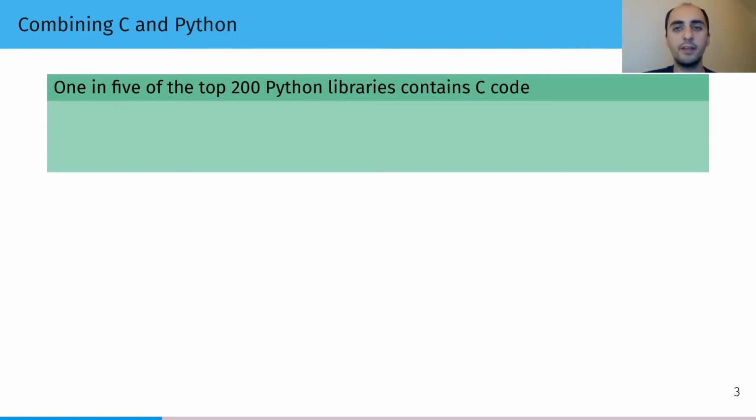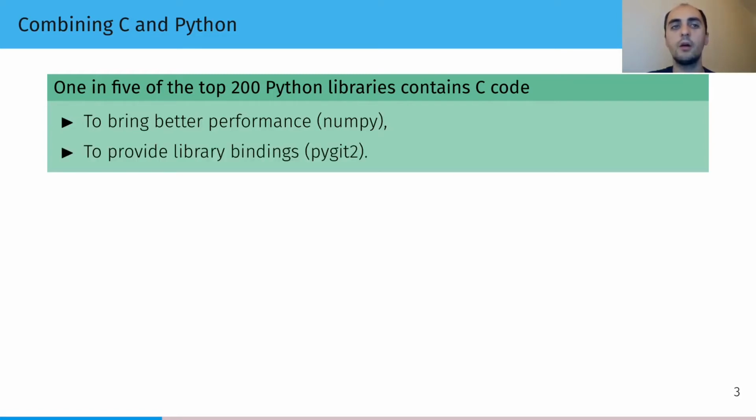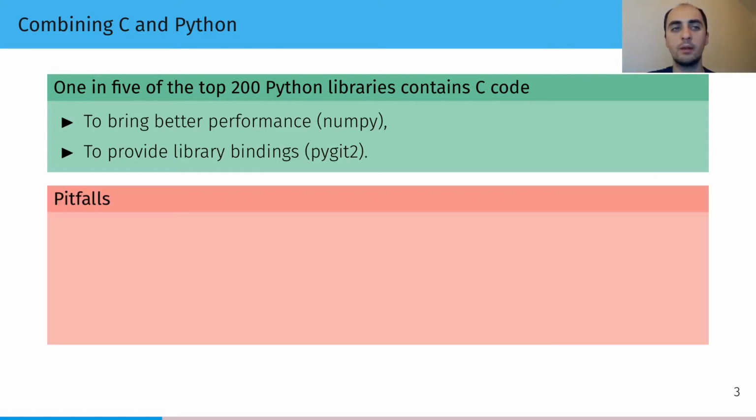And our goal today is to analyze Python programs with C libraries. This is important as a significant number of Python libraries are written in C. This might be to bring better performance in the case of numerical computing libraries such as NumPy, or to provide library bindings with system libraries.